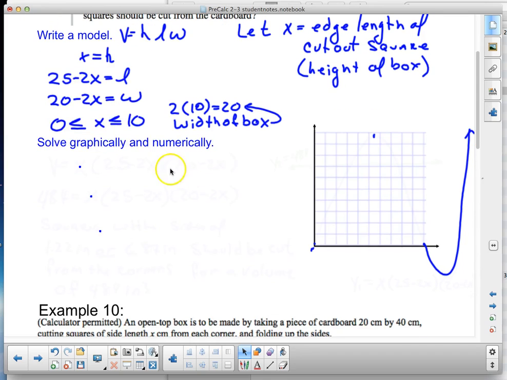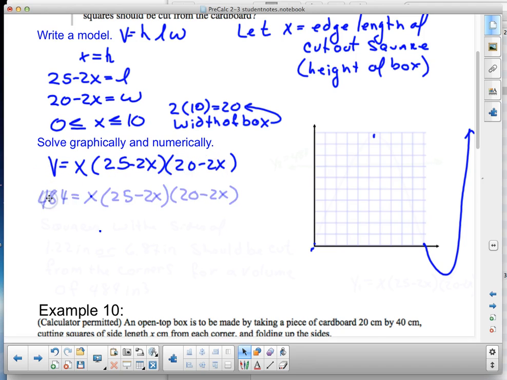So we're restricted by the smallest side as we go through that. Now if we set this up, we have a volume, V equals x times quantity 25 minus 2x times quantity 20 minus 2x. And now our volume is 484 inches cubed. I got that set up. Now I'm going to set this in the calculator. This 484 is Y1, and this is going to be in Y2.